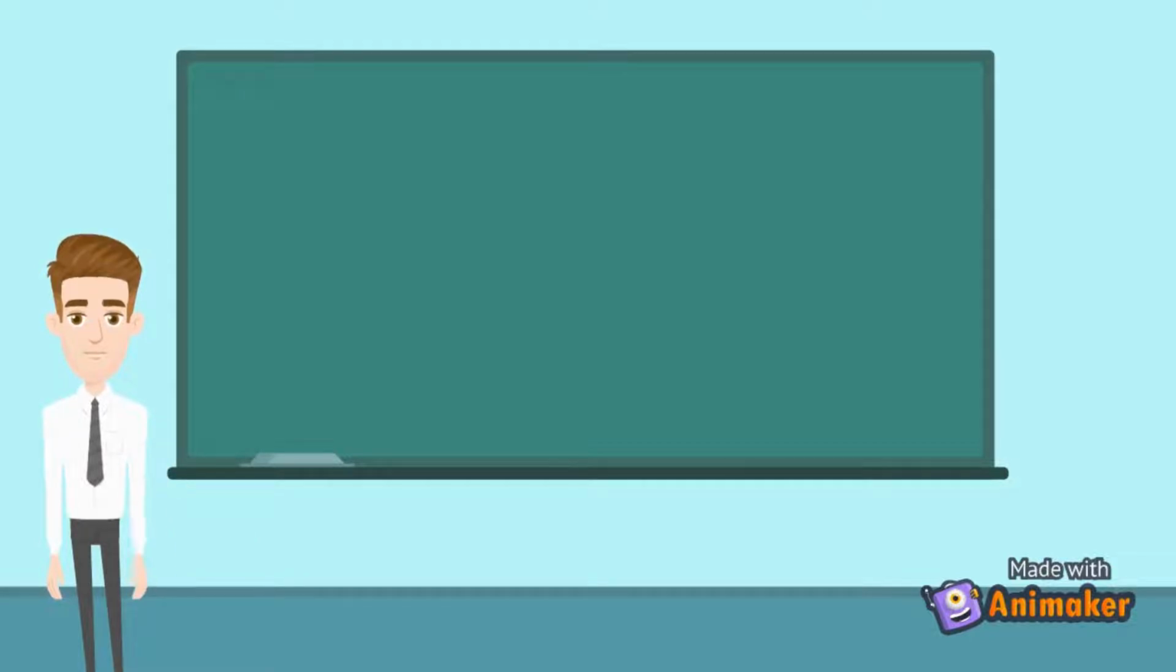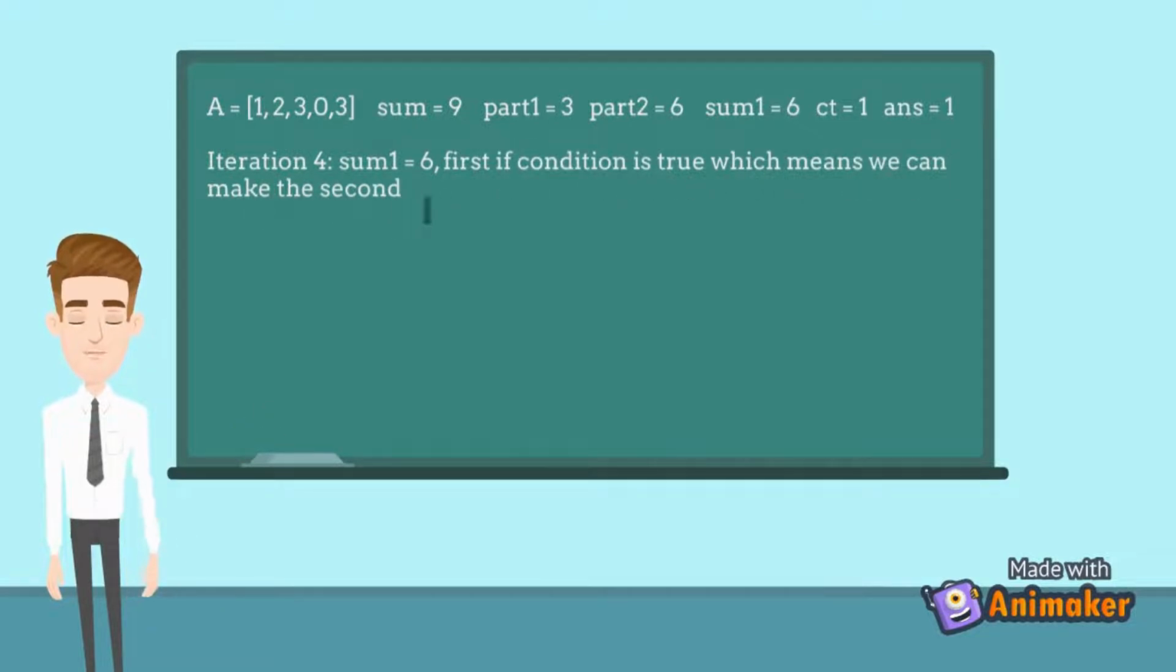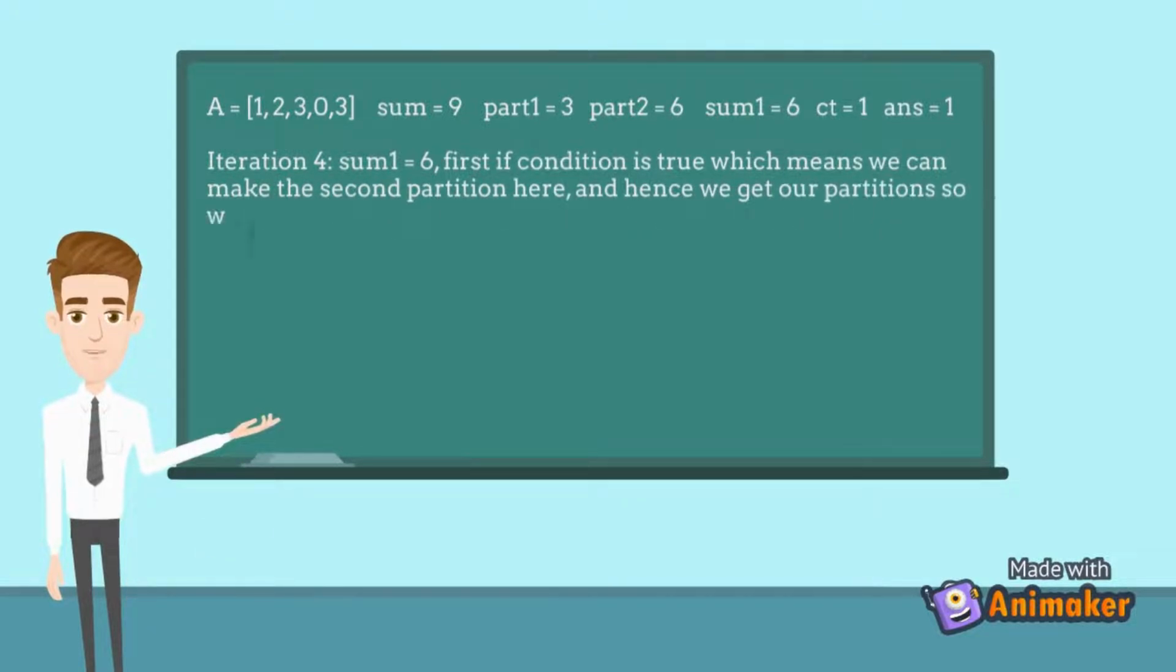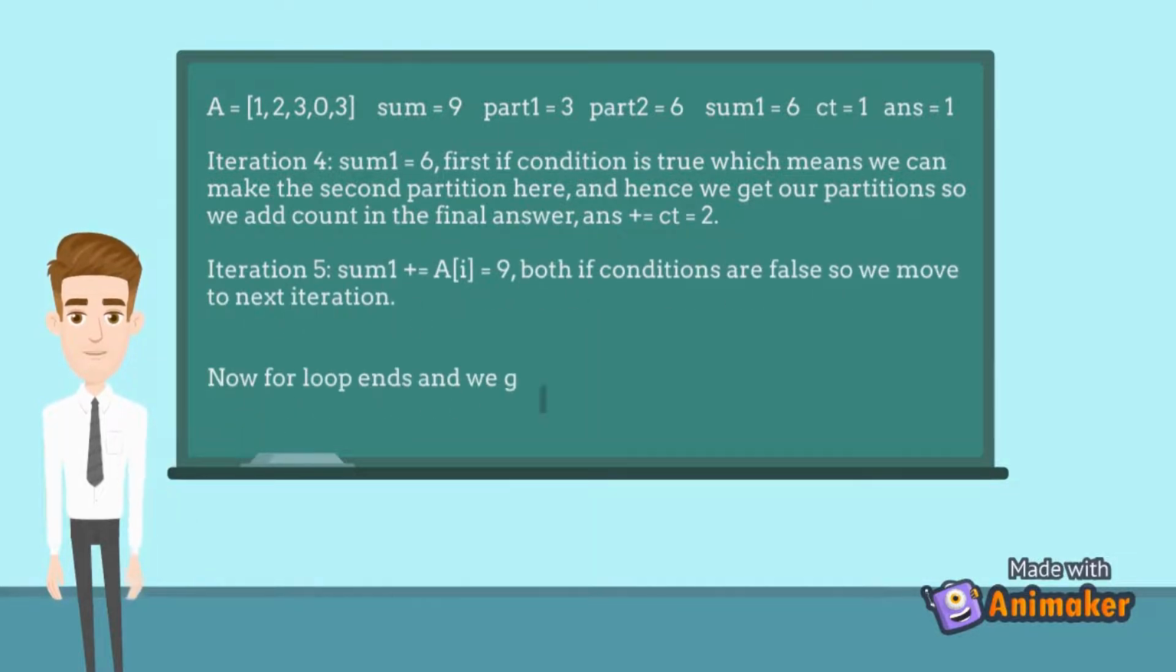In iteration 4 also, current sum will be equal to 6. So we can make second partition here. So we add the count variable to final answer, which makes it equal to 2. In iteration 5, current sum becomes 9. So both if conditions fail and also the for loop ends. We get final answer as 2.